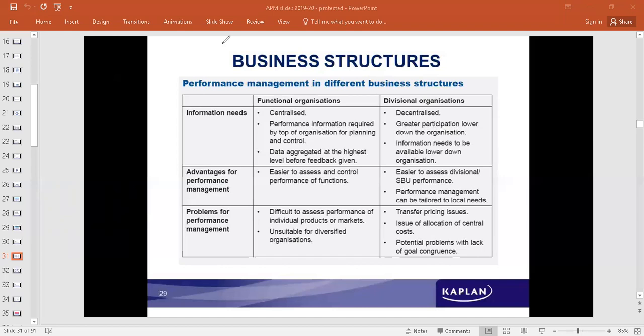In a functional organization, the top management manages the affairs of the business. If every detail of the organization is provided to the management, it becomes very difficult for them to look into so many details. So mostly it would be provided in a summarized format. Aggregate information is provided in a summarized format. Data is aggregated at the highest level before feedback is taken. Performance information is required by the top of the organization for planning and control.